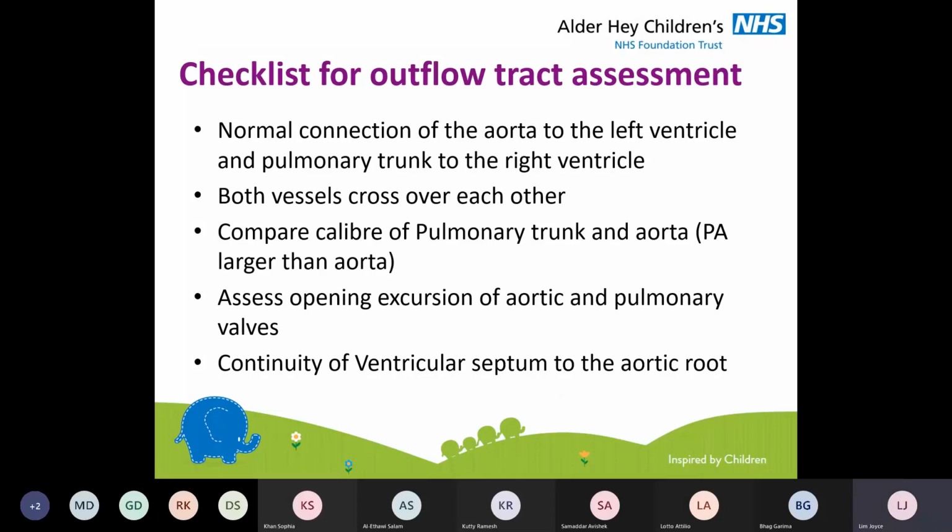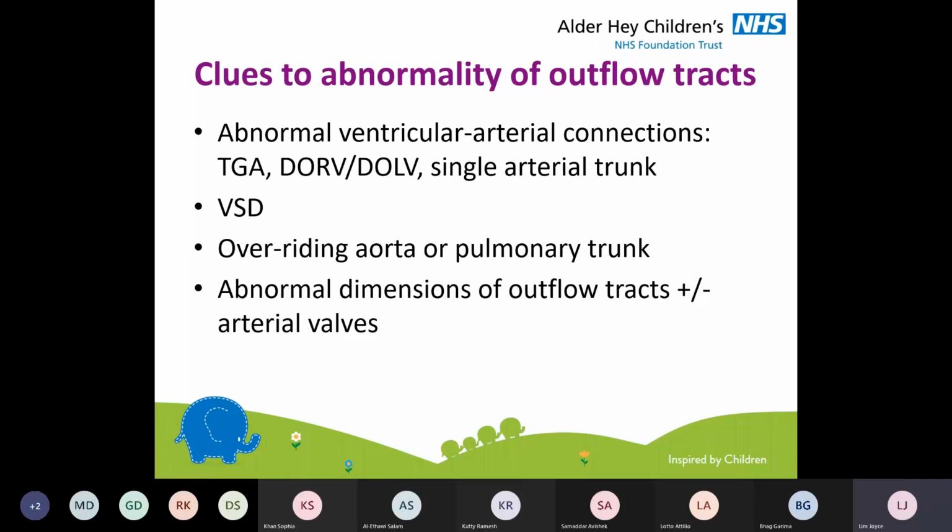So this is a checklist again, as I mentioned earlier on. Clues for abnormalities include: if they don't cross over, they are different sizes, they're placed in a different position, or things look thickened. When you put color on, they don't go in the correct direction, they're going backwards, or you can hardly see any flow across it.